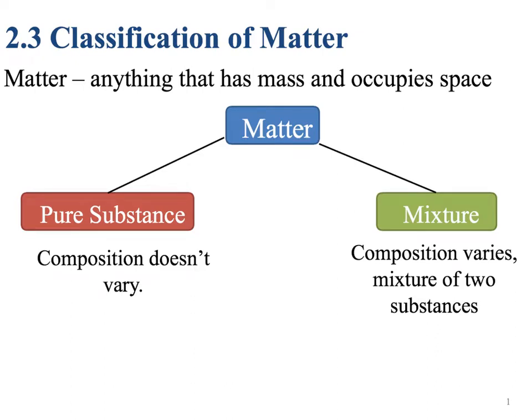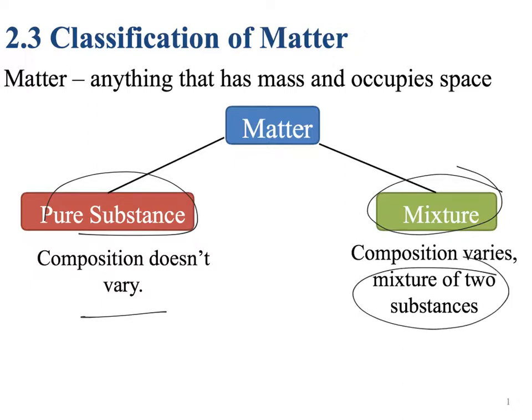Classification of matter. We define matter as anything that has mass and occupies space. So we can classify matter as a pure substance or a mixture. In a pure substance the composition doesn't change, and in a mixture the composition changes. It's a mixture of two or more substances.